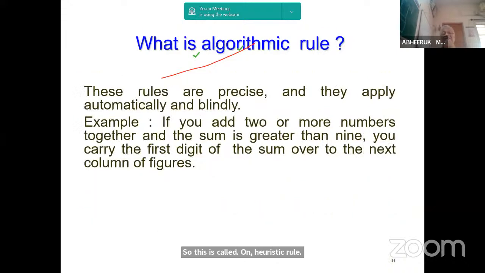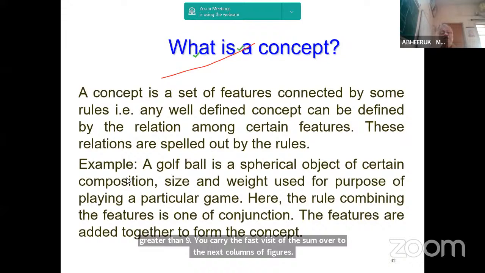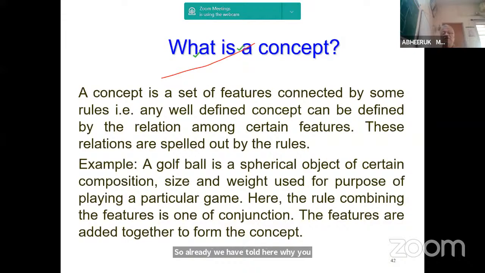Another rule is very accurate, if you can blindly apply it. All mathematical rules come under this algorithmic rule. If you add two or more numbers together and the sum is greater than 9, you carry the first digit of the sum over to the next column of figures. So already we have told, a concept is a set of features connected by some rules, and any well-defined concept can be defined by the relation among certain features.